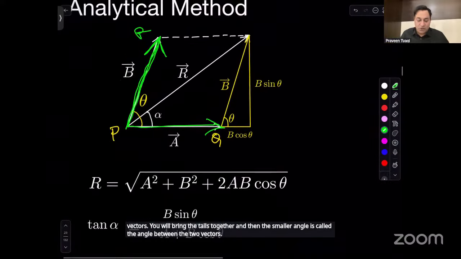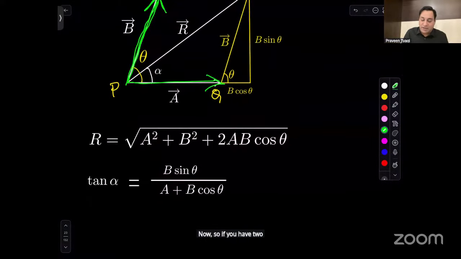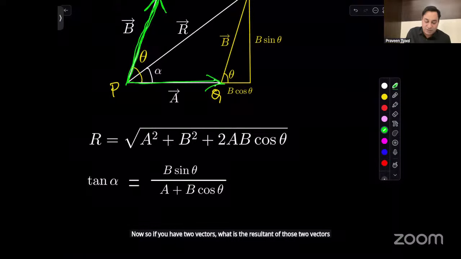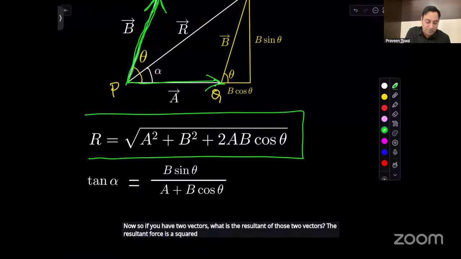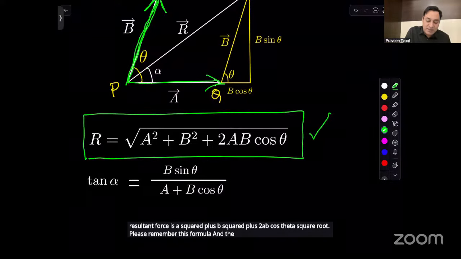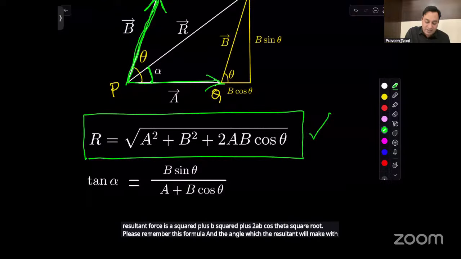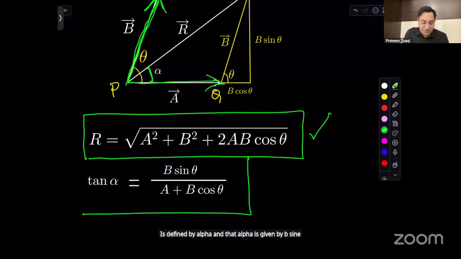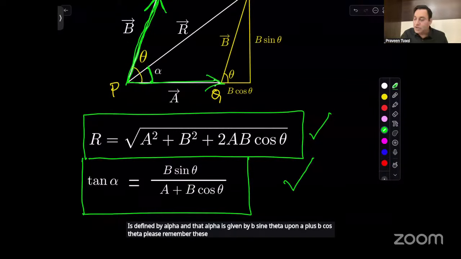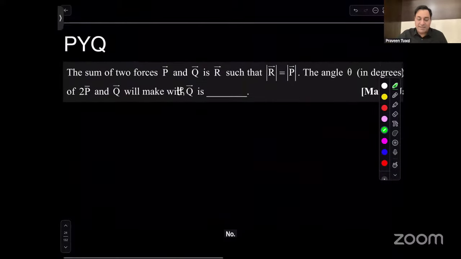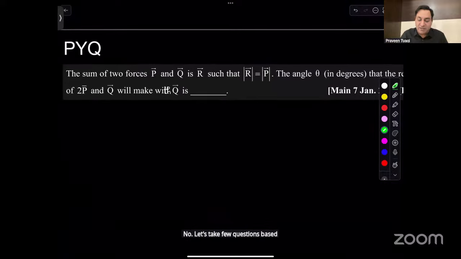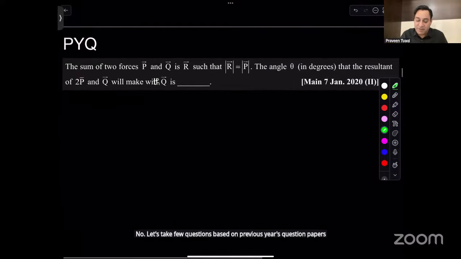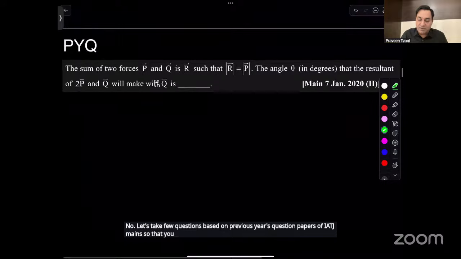Now, if you have two vectors, what is the resultant of those two vectors? The resultant is the square root of a square plus b square plus 2ab cos theta. Please remember this formula. The angle which the resultant makes with vector A is alpha, and that alpha is given by b sine theta upon a plus b cos theta. Please remember these two results for sure, because they will help you solve questions very fast. Now, let's take a few questions based on previous year's IIT JEE Mains papers so that you get a glimpse of what is being asked.